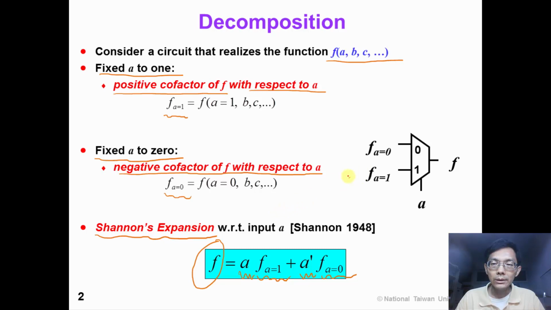When a is equal to 0, we will select the negative cofactor. When a is equal to 1, we select the positive cofactor. So after this decomposition, the output of this mux is still the same function f.